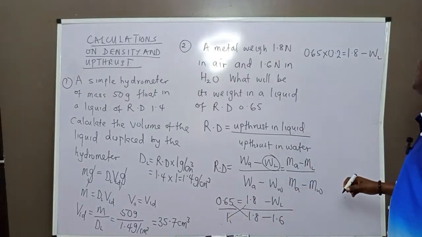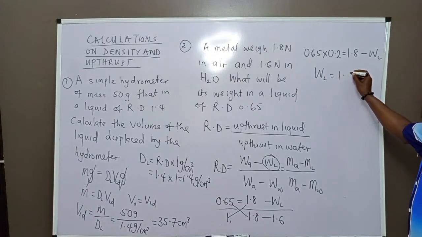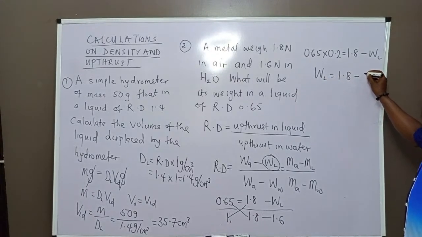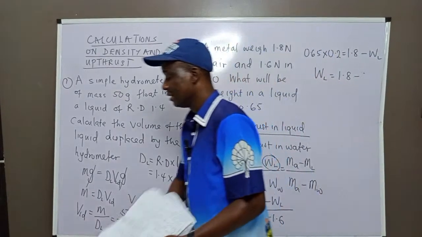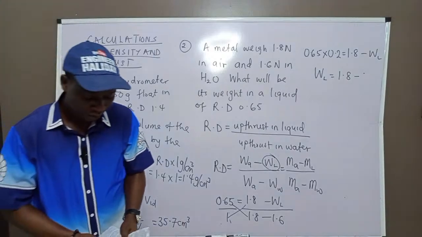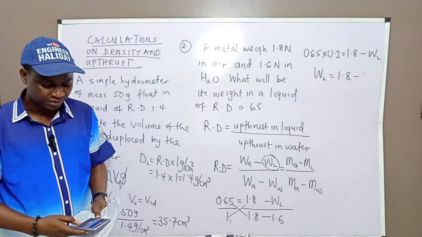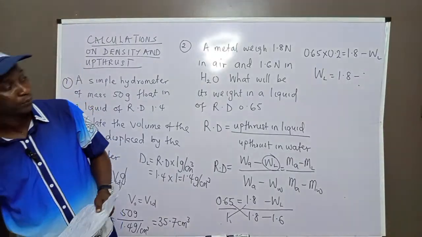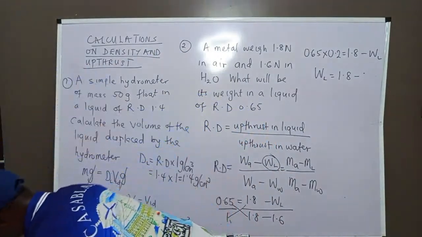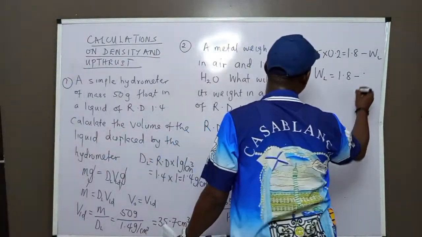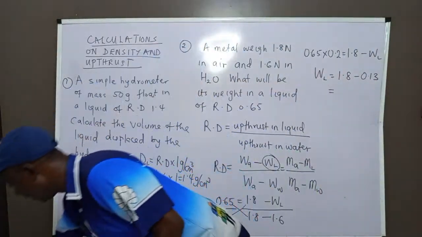So how do you make WL the subject of the formula? WL becomes 1.8 minus 0.65 times 0.2. You can confirm it wherever you are so that you can know that you are following us. 0.13. 0.1 what? 3. 0.13. So if you subtract now, what do we have?